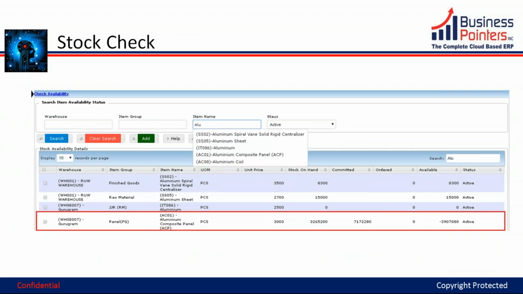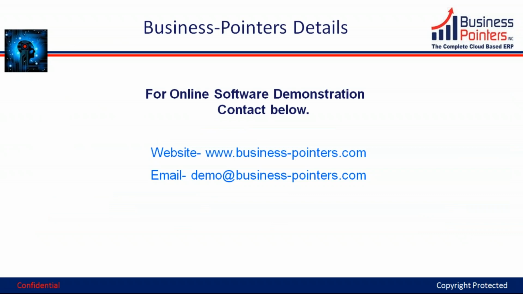Now here the system will check every warehouse. If there are multiple warehouses, this is a feature wherein the system checks the items in all the warehouses in different locations, and will give you the exact stock on hand, what the committed orders are, what the production and purchase orders in the picture are, and what will be the availability after that. The system shows you that. So these are some of the unique features of the Business Pointers software.